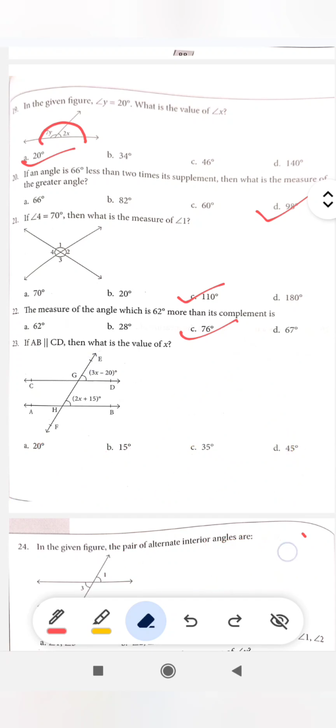So here it has been given about the parallel lines. AB is parallel to CD. What is the value of x? So first of all, these two angles are which kind of angles?